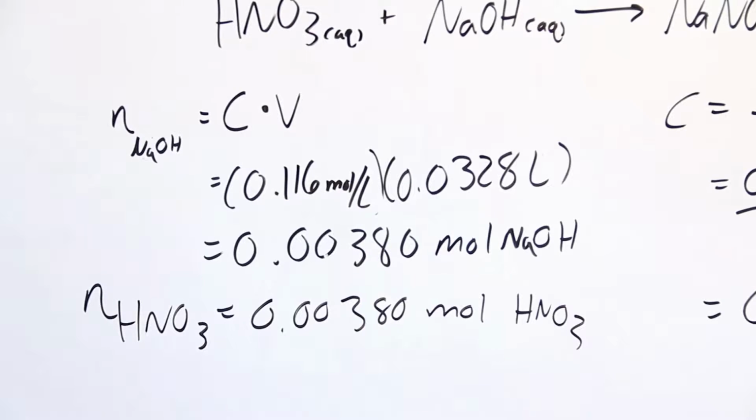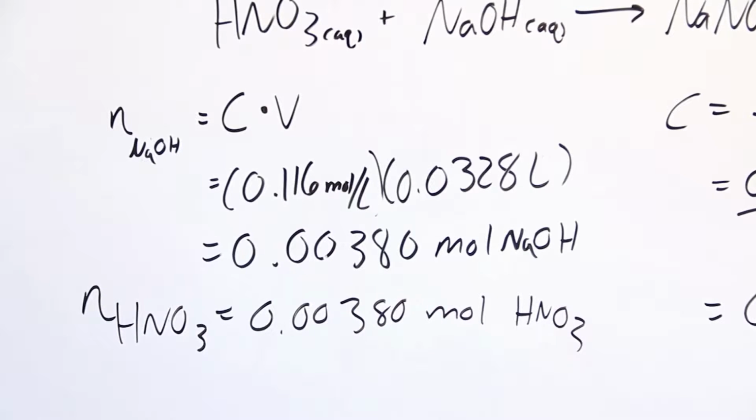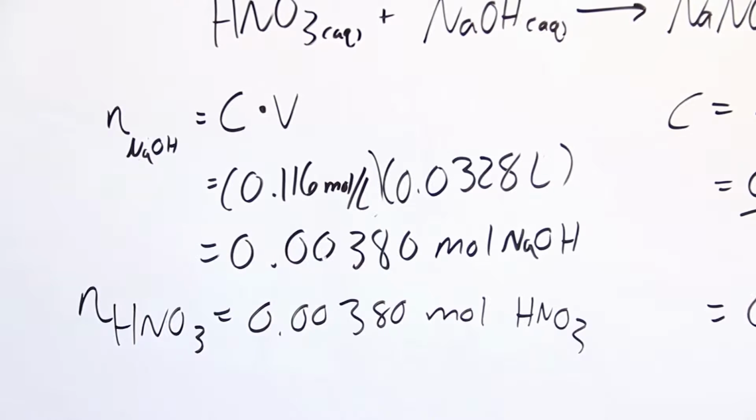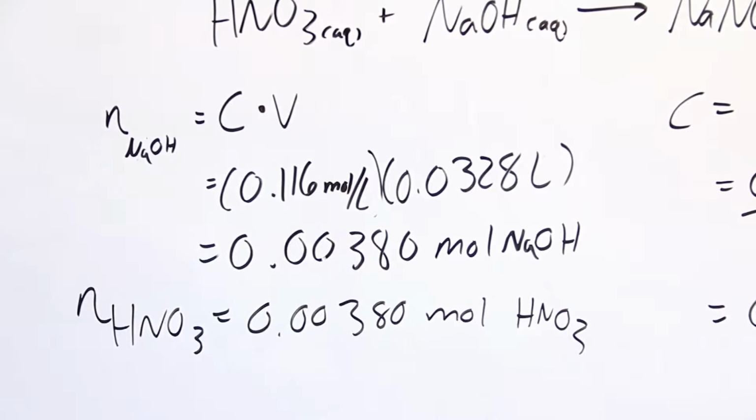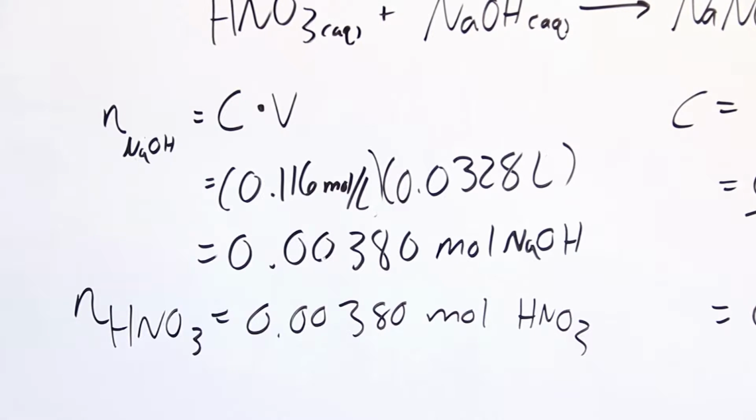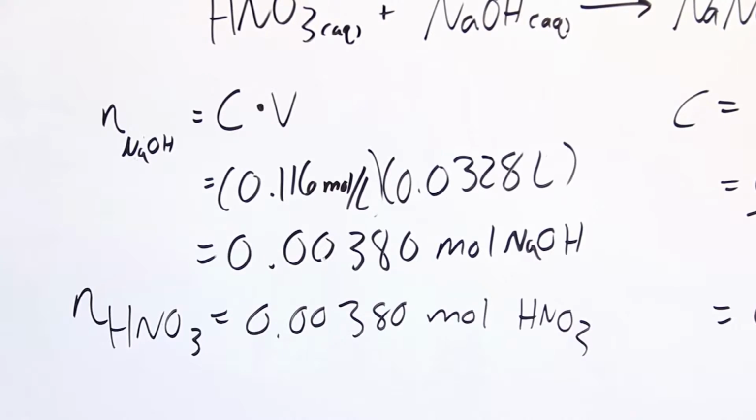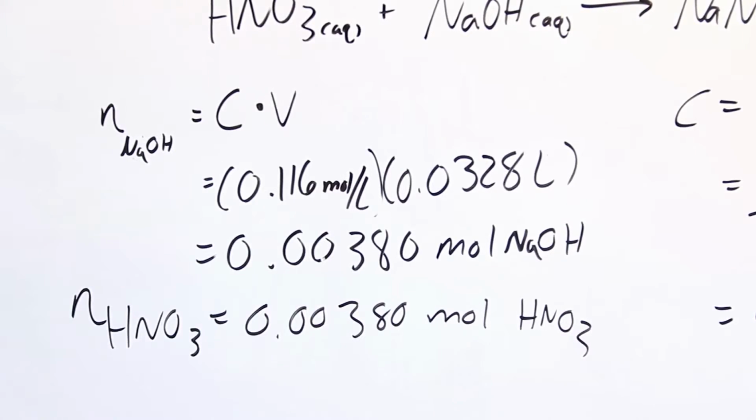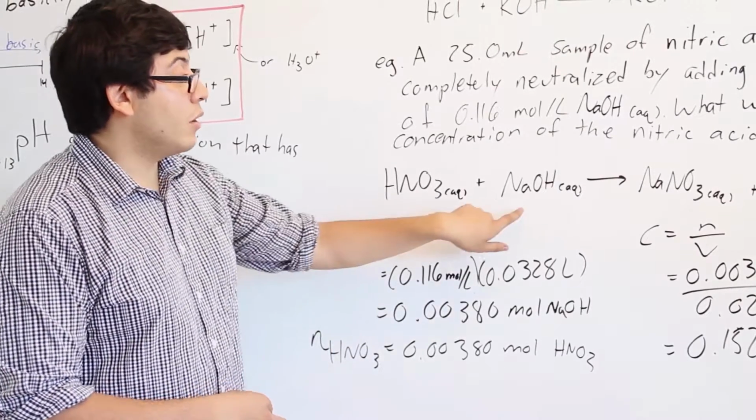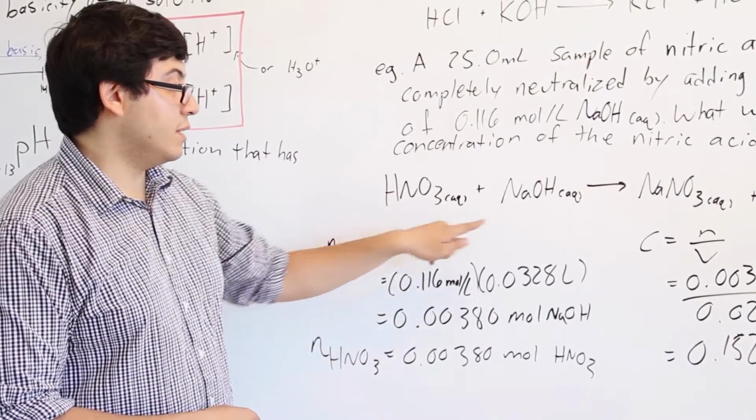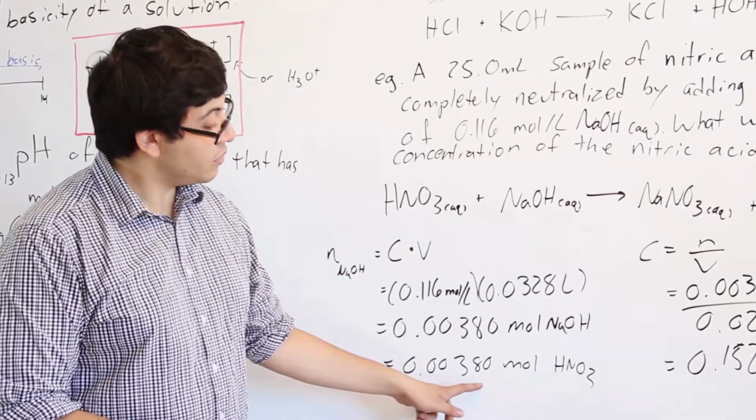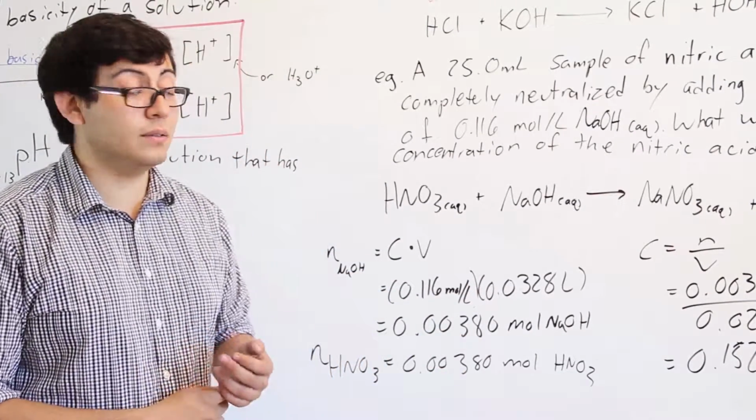First off, we need to find the moles of something. We're given information to only be able to find the moles of sodium hydroxide at first. So the moles of sodium hydroxide, according to C equals n over V, just rearranged, will give us C times V. When you work it out, you should get 0.00380 moles of sodium hydroxide. Because it's a 1-to-1 ratio between nitric acid and sodium hydroxide, we should also have 0.00380 moles of nitric acid.